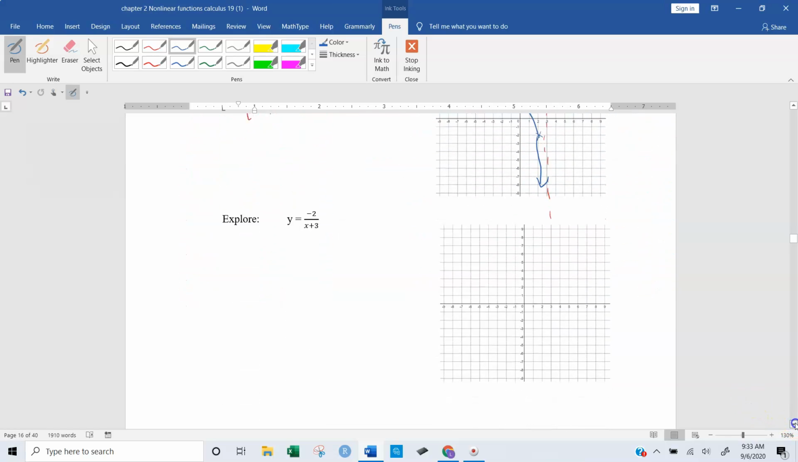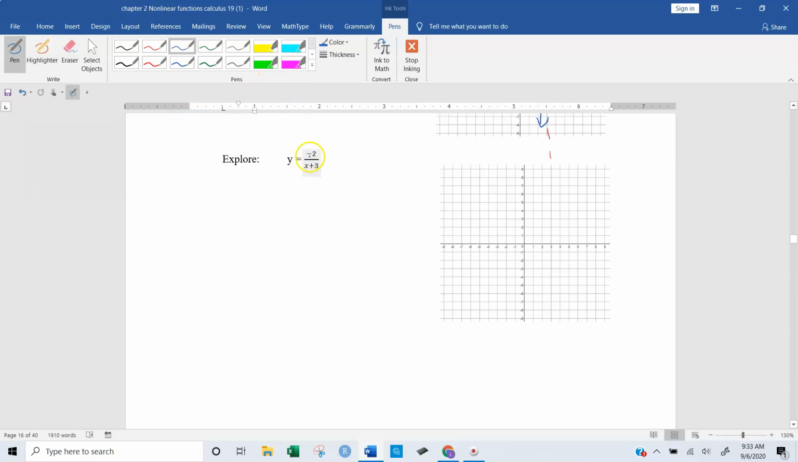All right, this one. Now, if the denominator is 1 degree more than the numerator, our horizontal is 0. But first step is always vertical. So x plus 3 equals 0. So x equals -3 is my vertical asymptote. We got x equals -3.